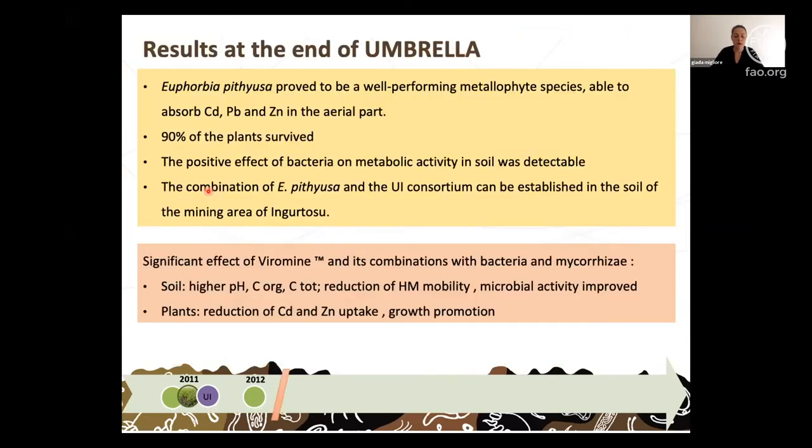Summarizing, at the end of the Umbrella project, it was found that Euphorbia pithyusa proved to be a well-adapted and well-performing metallophyte species. Euphorbia and the bacterial inoculum established a positive association. The bacteria inoculum significantly increased soil quality. Vermiculite had a positive effect in combination with bacteria and mycorrhizae. In the soil, it increased pH, total and organic carbon, reduced the mobility of heavy metals, and improved microbial activity. At the same time, it limited plant growth and hence their efficacy in phytostabilization.